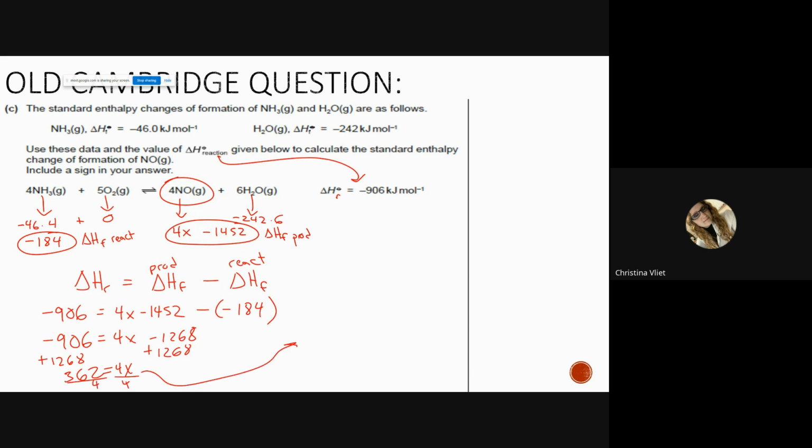90.5. Now, this is where Cambridge will be very stingy, because 90.5 is not going to give you all the marks. We have multiplied by 4. Respect the sign that you got: positive. You literally have to write positive because it's an enthalpy value, and you have to say this is an endothermic process.